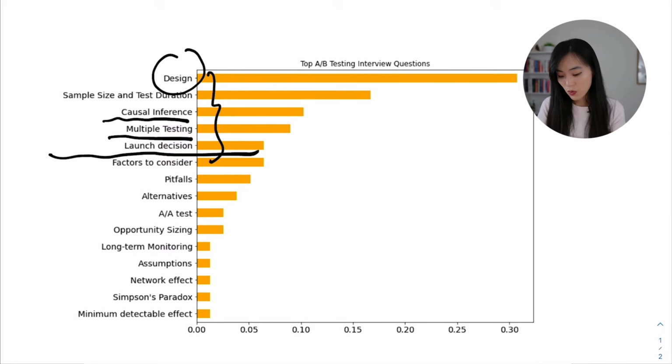Another A/B testing interview question is launch decision. What does this mean? It means that once we finish running the test and we have gathered the data, we need to make the launch decision to determine if we want to launch this feature or the product or not. One example could be, based on the data from this test, what is your suggestion to launch this feature or not?